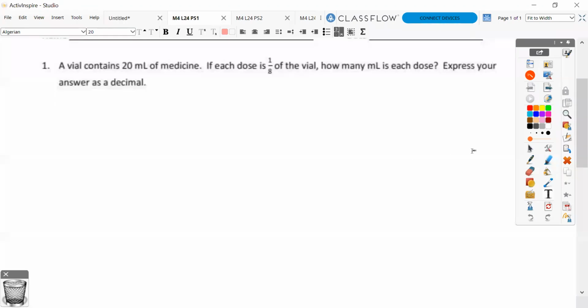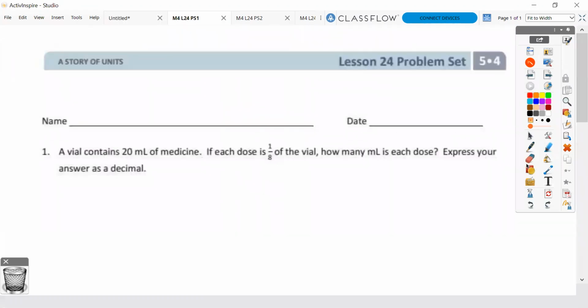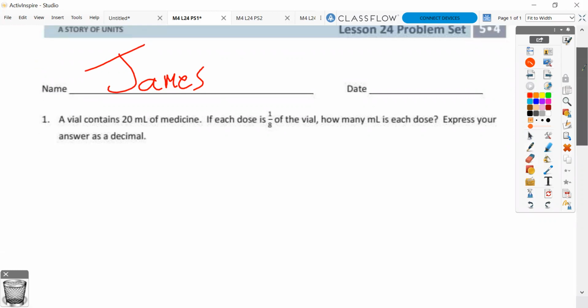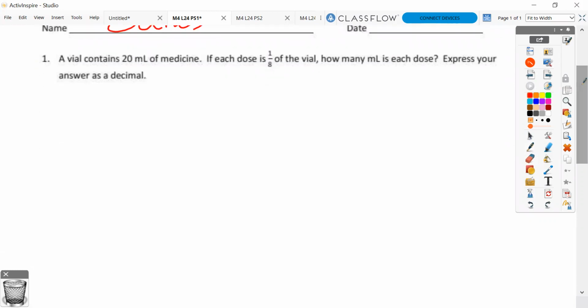All right. So let's get our name on our problem set. If you have the book still, if not, practice this on just a regular piece of paper. All right. So a vial contains 20 milliliters of medicine. If each dose is 1/8 of the vial, how many milliliters is each dose? Express your answer as a decimal.